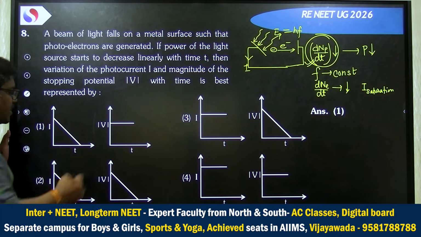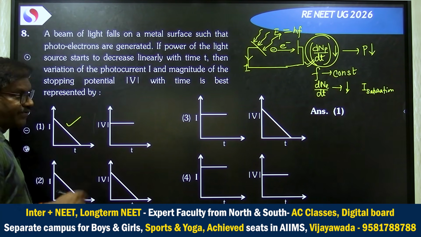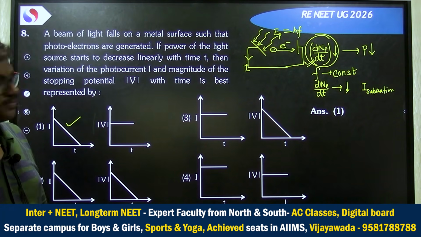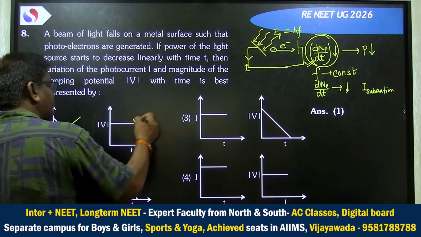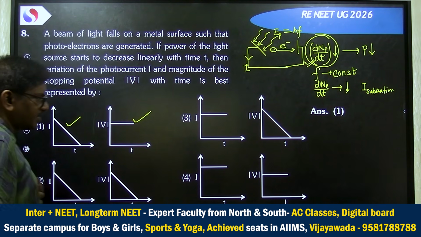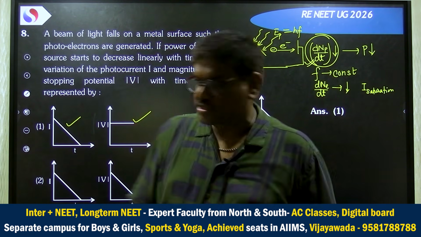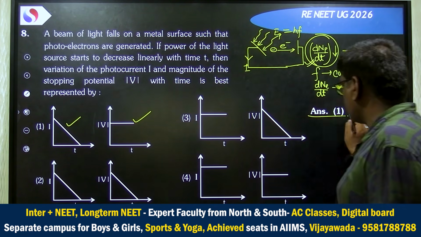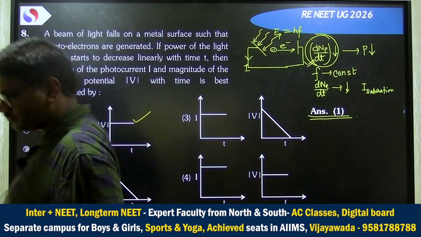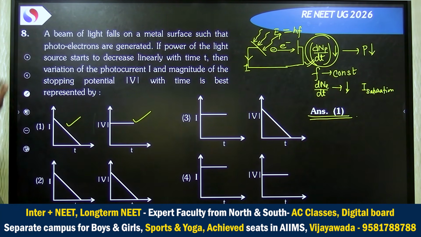So this is how the current graph will be a linear graph, while frequency is not changing. When frequency is not changing, clearly the stopping potential remains the same. So the stopping potential will be constant only. The current is decreasing, the stopping potential is constant. Clearly I will go with option 1 here. Alright. Then comes the next question, basic theory of the photoelectric effect.